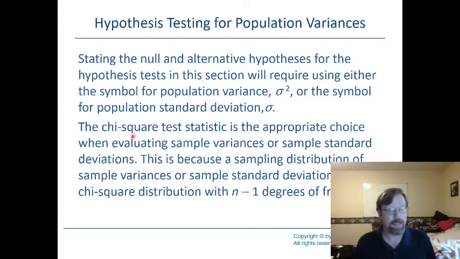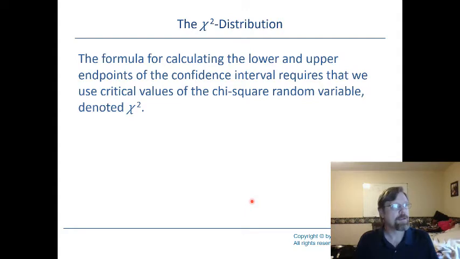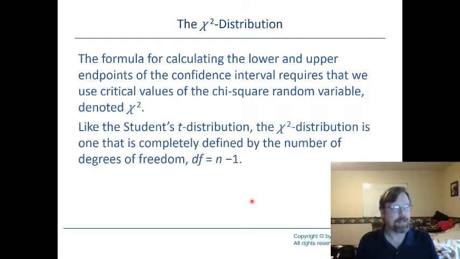This is the stuff I added from section 8.5. And again, as with the student's t-distribution, this is defined using degrees of freedom, sample size minus 1 degrees of freedom. Okay, so the confidence intervals for dealing with variances use the chi-squared distribution, which we'll talk about in a minute. And again, this is not x. This is the Greek letter chi. I believe it's the capital chi.